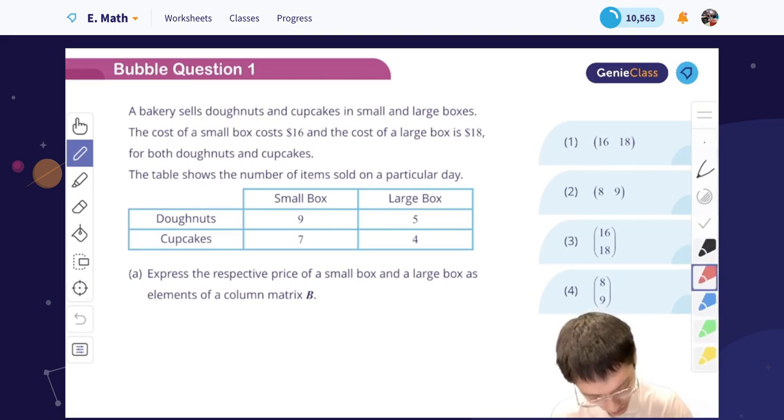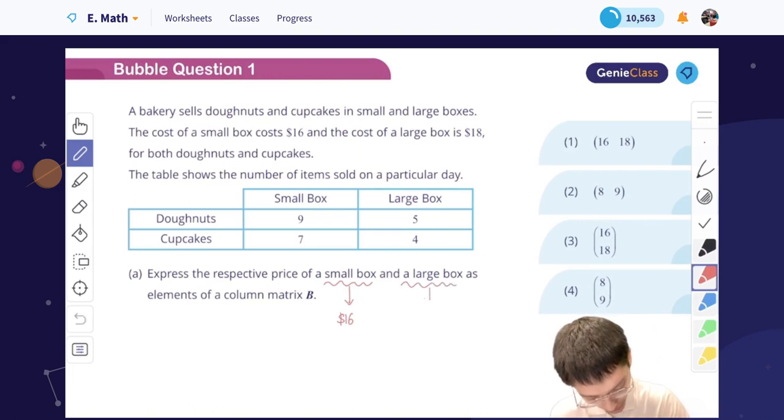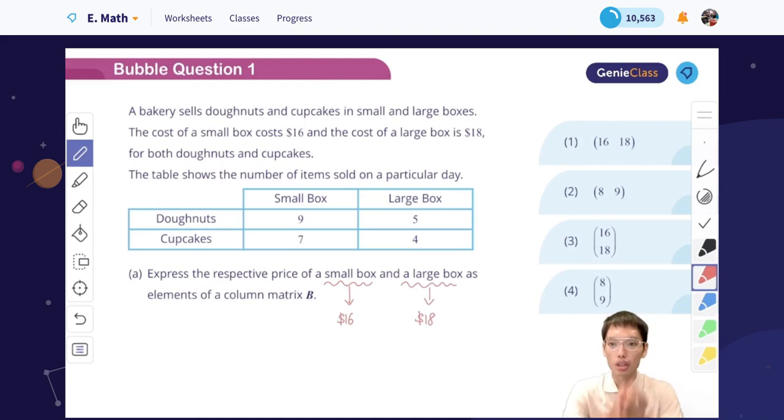Right? Small box, the price is $16. Large box, the price is $18. So if I write it as a column, it is written downwards. Therefore my matrix will be like this. And you realize these two choices are actually out. Make sense over here?